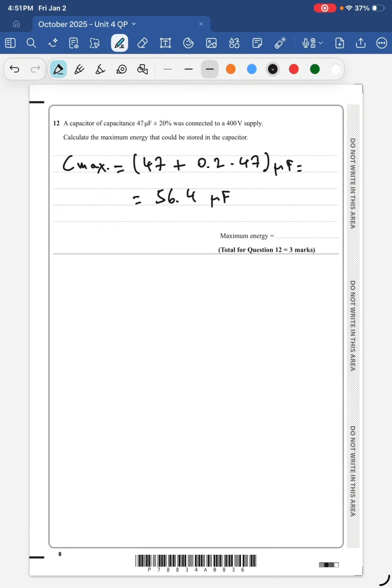and if you work this out, you find 56.4 microfarads. And then the energy stored in a capacitor is given by 1/2 CV squared, which if you plug in the numbers, you find 4.51 joules. And that's the answer.